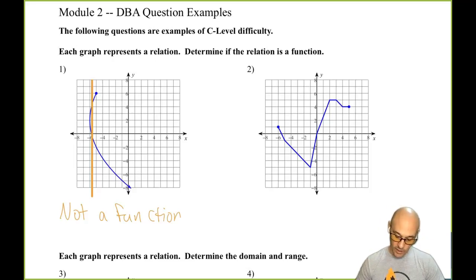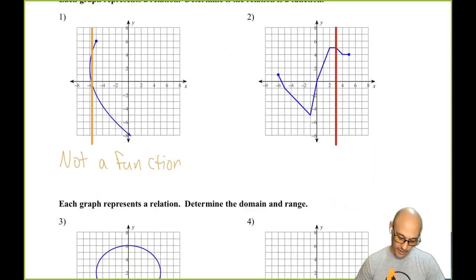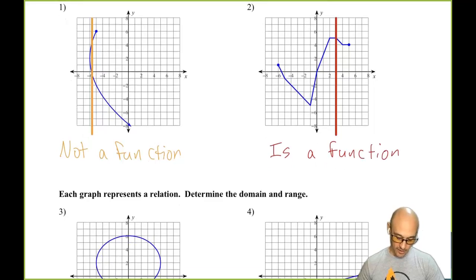So here we'll make another vertical line for this side. Make it nice. There we go. And as I grab that and move it along, it's touching in just one place everywhere, just one place at a time. So this does pass the vertical line test. So this is a function. Passes the vertical line test.